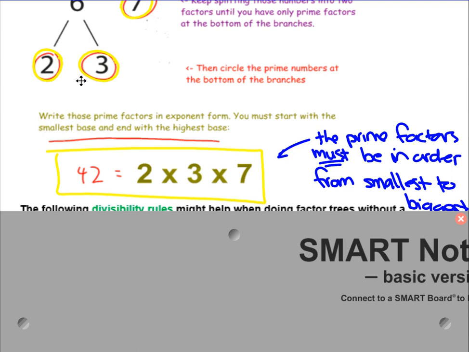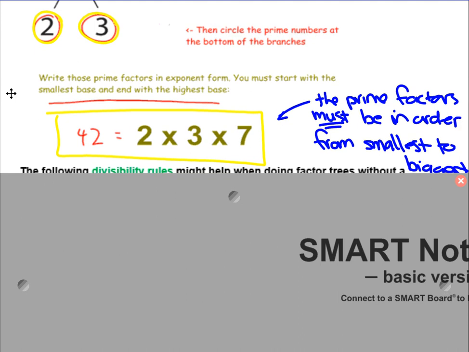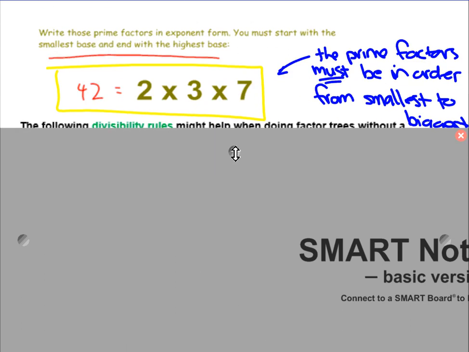And you write 40 equals 42, which is the number at the top of the factor tree. So as it says here, write these prime numbers in exponent form. You must start with the smallest base and end with the highest base. So if I happen to have another 2 in my factor tree, I would have written 2 squared times 3 times 7. There'll be some examples of that coming up though, so I'll show you that.